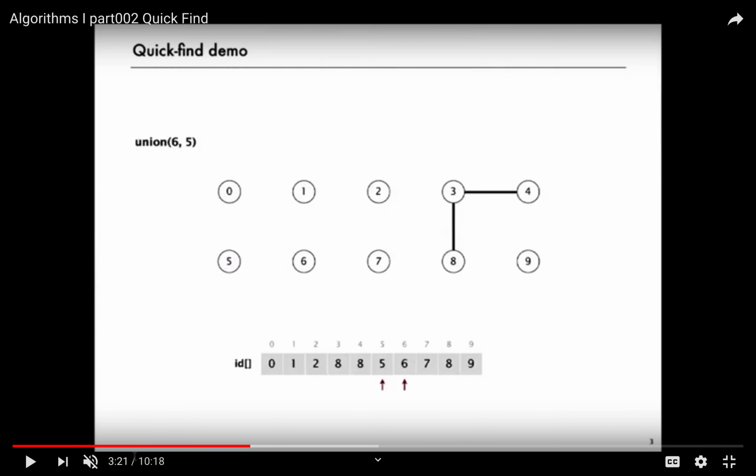let's see, now we have union 6, 5. In the diagram these two are connected. The ID of 6 should be replaced by the ID of 5. The ID of 6 is 6. It should be replaced with the ID of 5, which is 5. So now we can see this 6 is updated with 5.